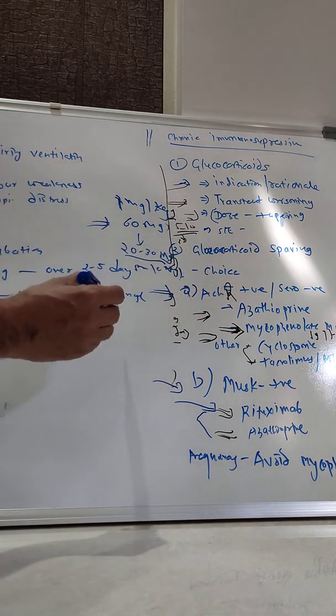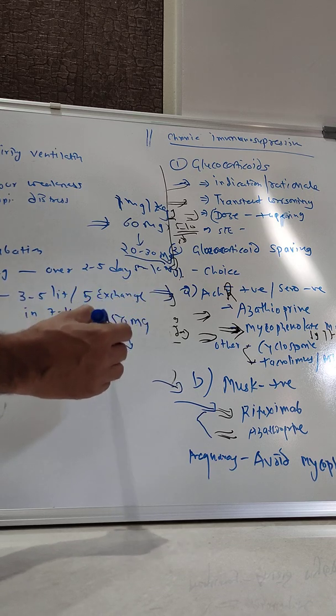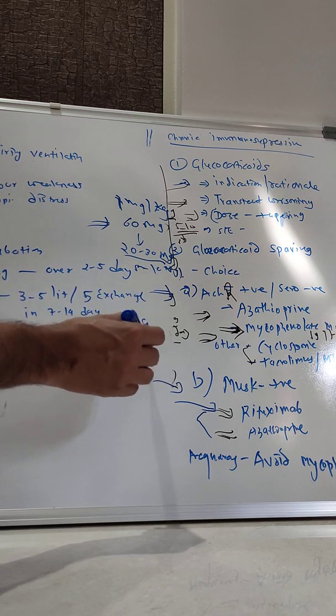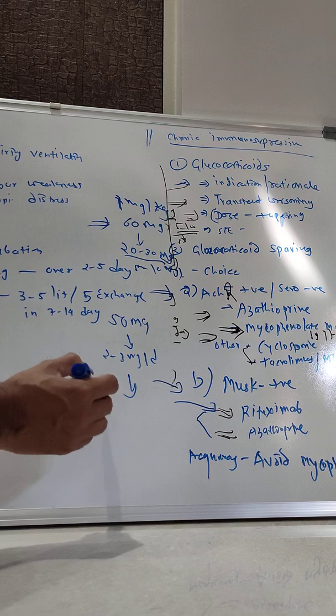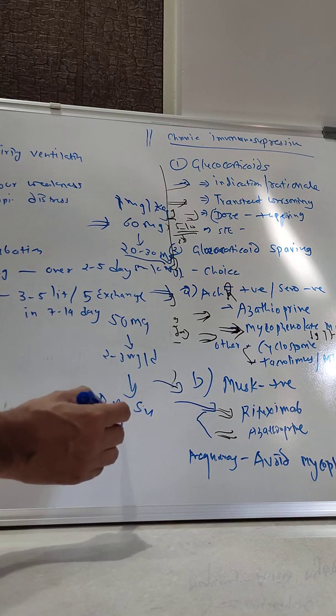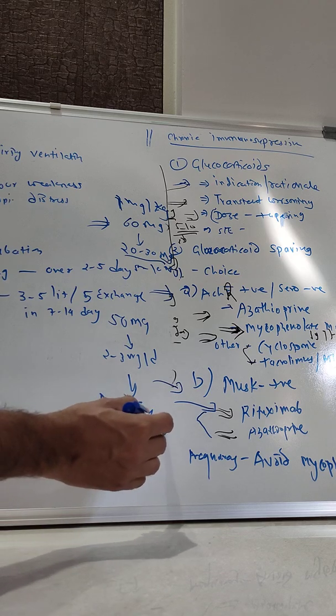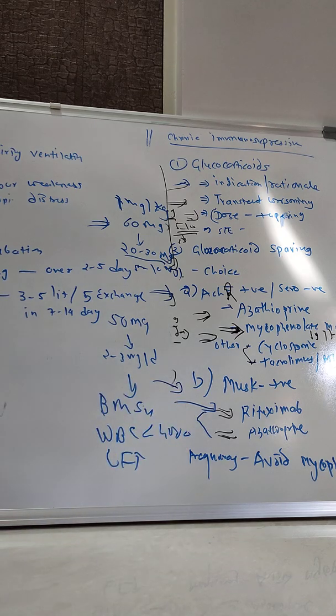Azathioprine, as we know, we usually start with 50 milligrams and increase the dose to 2 to 3 milligrams per kilogram per day. The usual side effect is bone marrow suppression, so we have to monitor the WBC count and LFT. If the WBC count is less than 4000, we have to look back and stop the drug temporarily.